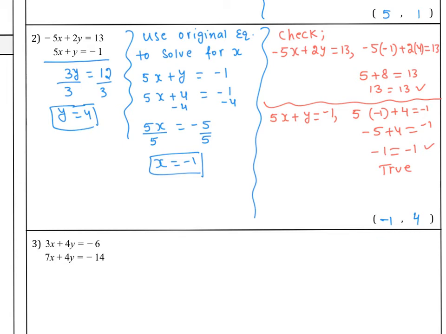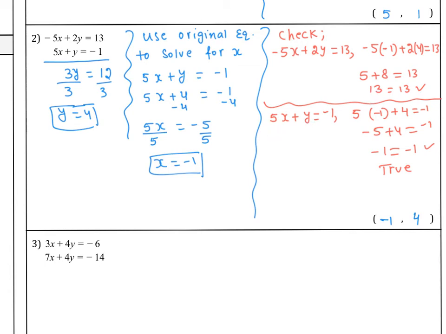Now the checking part, you're going to use both of the equations one by one and use x and y as negative 1 and 4. So x is negative 1, that is here, y is 4. Plug it in the equation. Negative 5 times negative 1 is 5. 2 times 4 is 8. 5 plus 8 is 13. 13 equals 13, that's true.